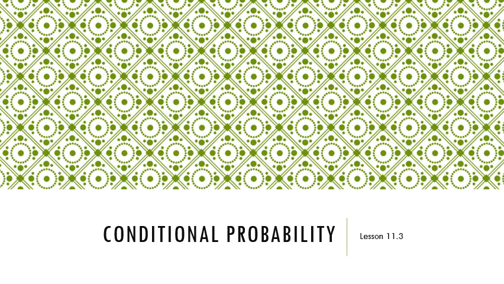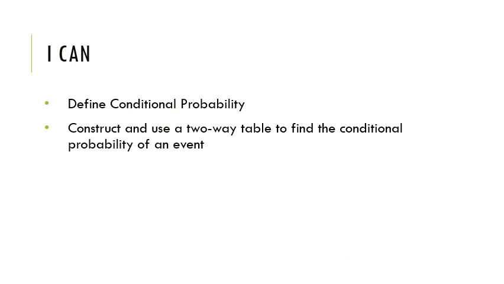This is lesson 11.3, conditional probability. The objectives for today's lesson are to be able to define conditional probability and construct and use a two-way table to find the conditional probability of an event.